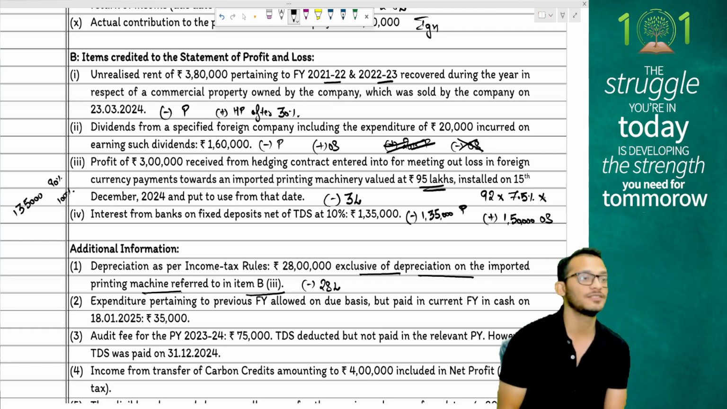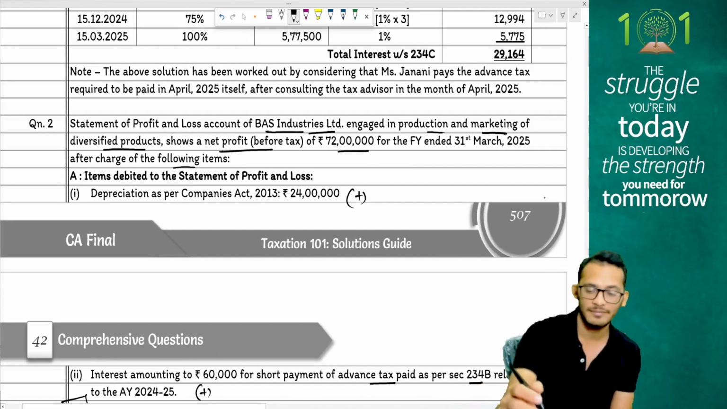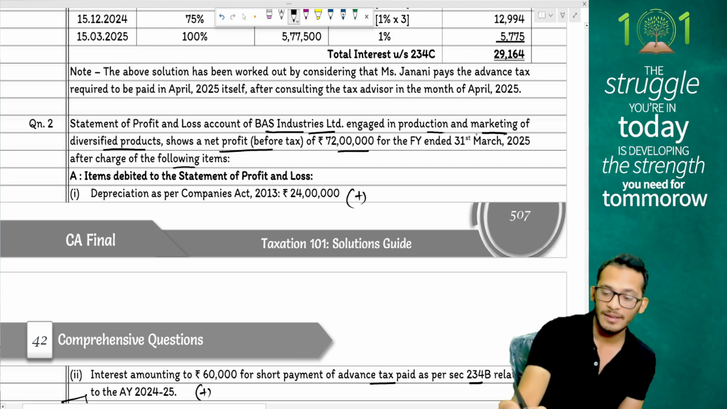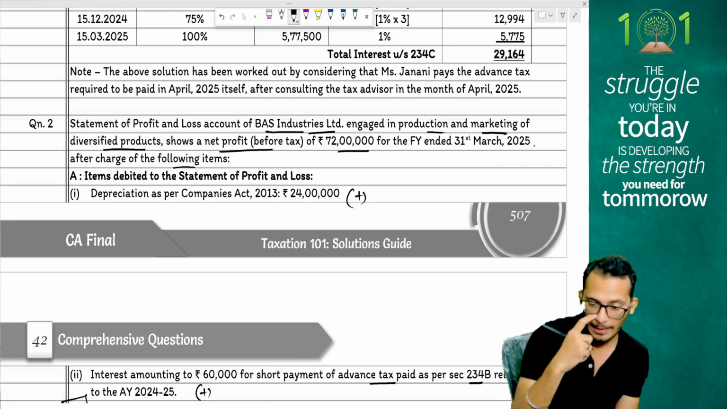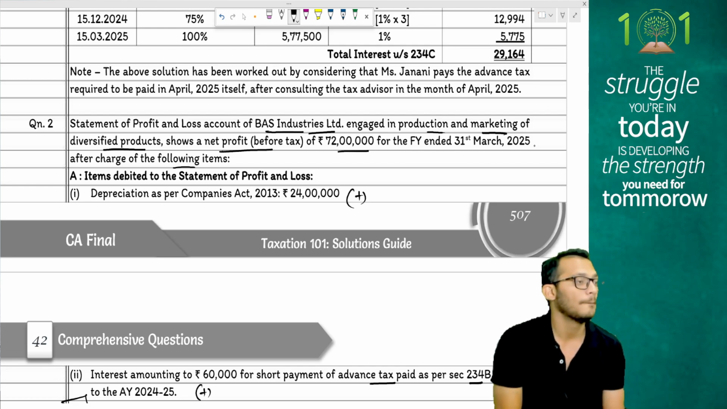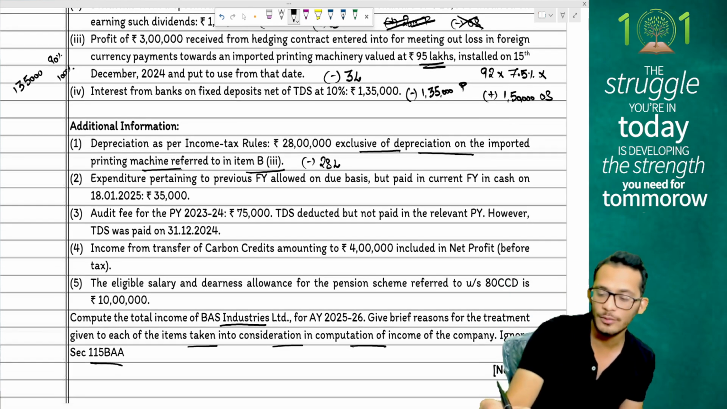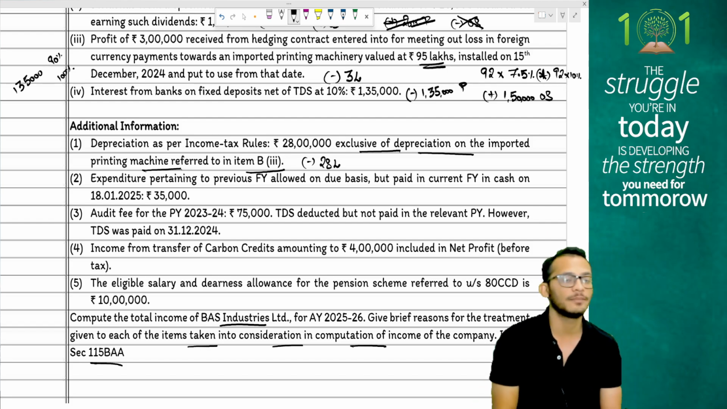I need to give depreciation at the rate of 7.5%. But look at the question also carefully, people. I am in production and marketing of diversified products. Production means manufacture. You should be liable for additionals also. Which means it's 92 into 7.5 plus 92 into 10% also. Two additional depreciation will be given to you.